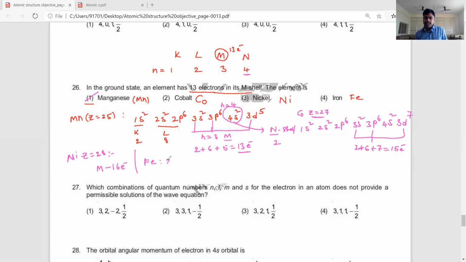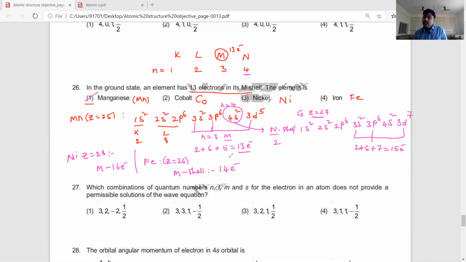Next, iron. Iron Z is equal to 26, which means the M shell contains 14 electrons. You write the complete electronic configuration by the n plus l method, then count how many electrons each M shell contains.